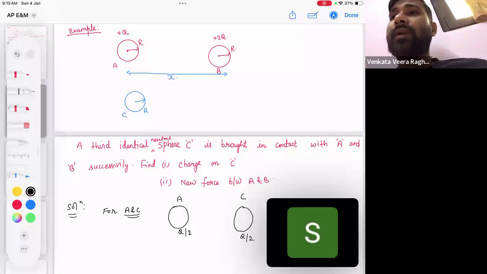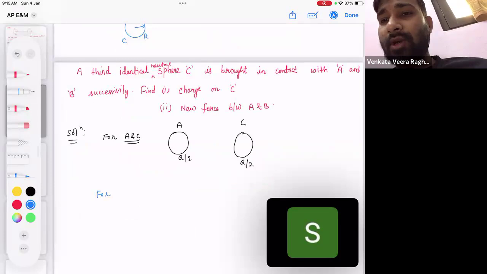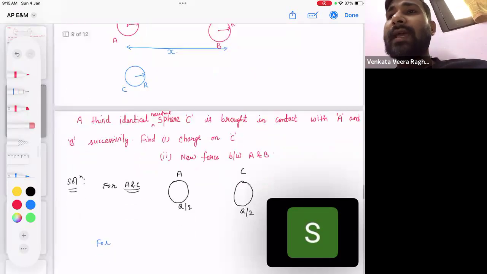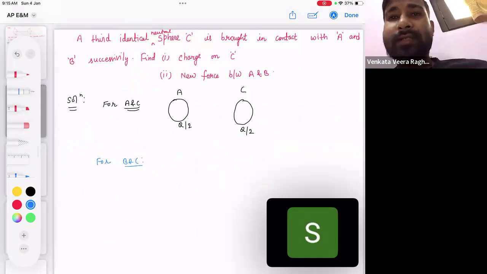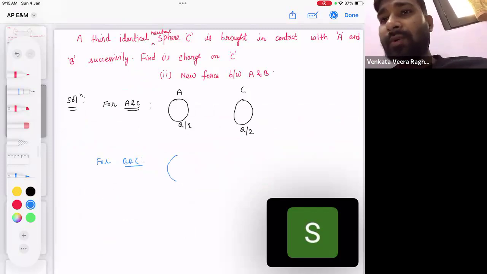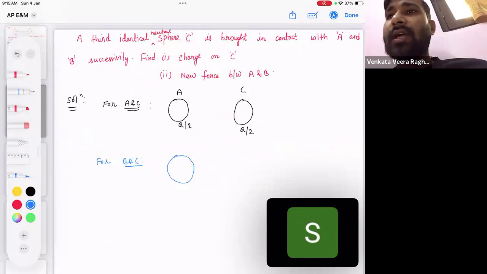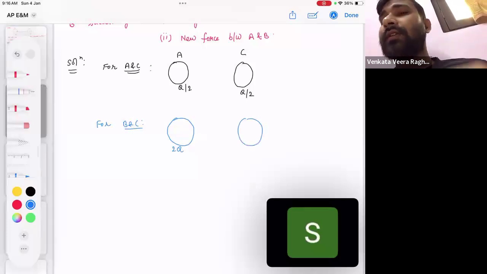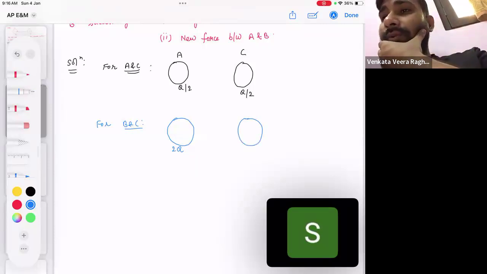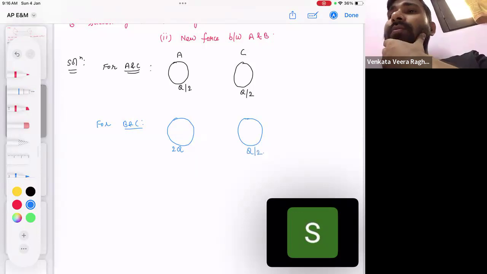Now we are going to bring B and C in contact, okay? B and C in contact. But for this step, what will happen? What is the charge on B? The charge on B is 2Q. No problem. But is C neutral now? No. Now C has Q by 2 charge.